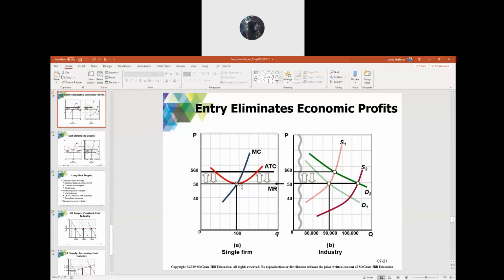We're assuming that in the long run, everything gravitates to this point where the price just equals the minimum point of the average total cost curve, right? And the same holds for the loss scenario.